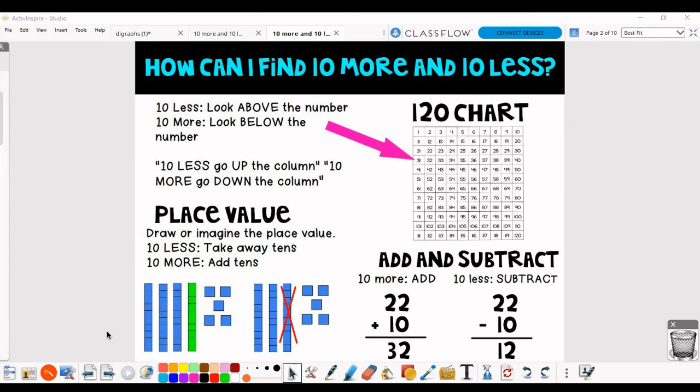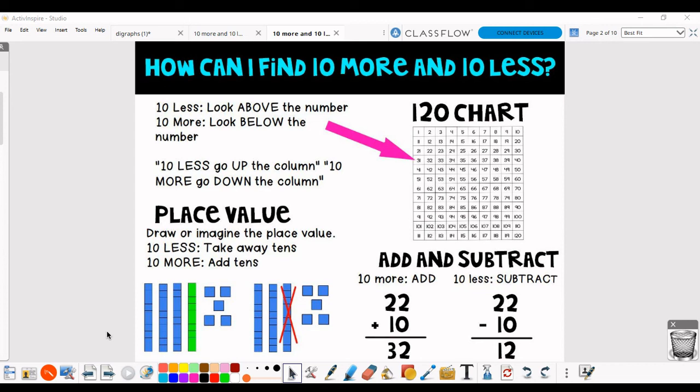So how can I find 10 more and 10 less of a number? The first way I can find it is by using a 120 chart. You find your number on the chart, and then to find 10 less, you look above your number, and to find 10 more, you look below your number.